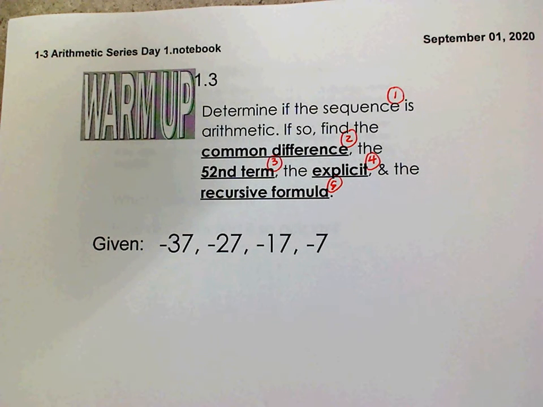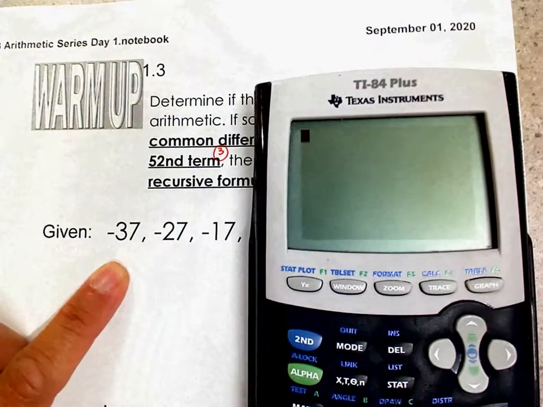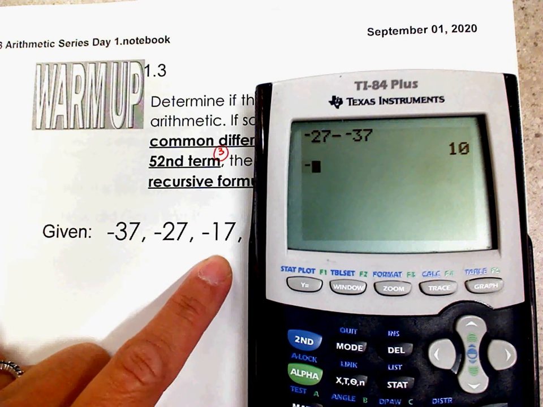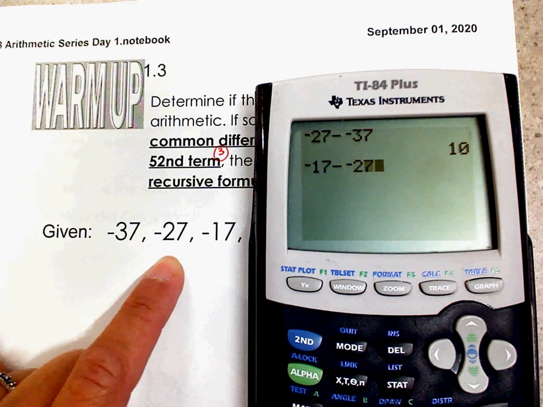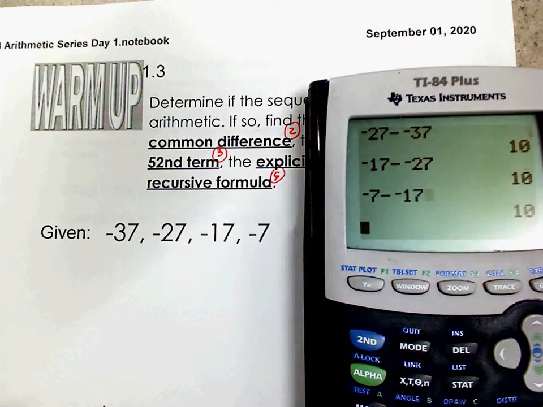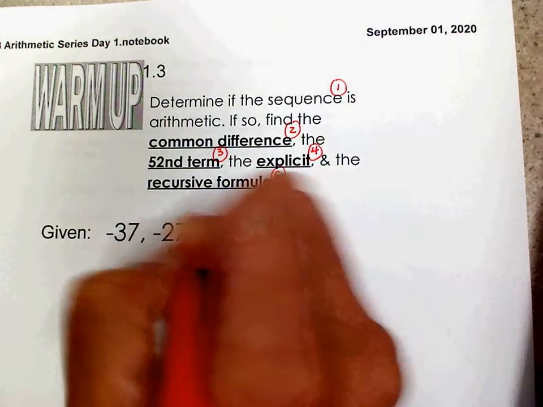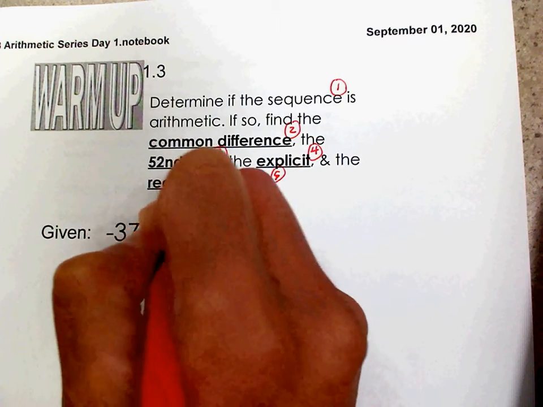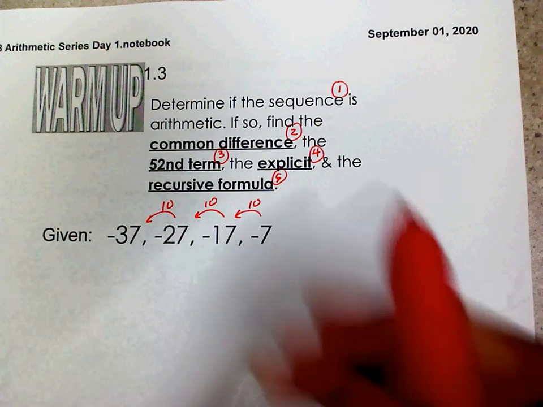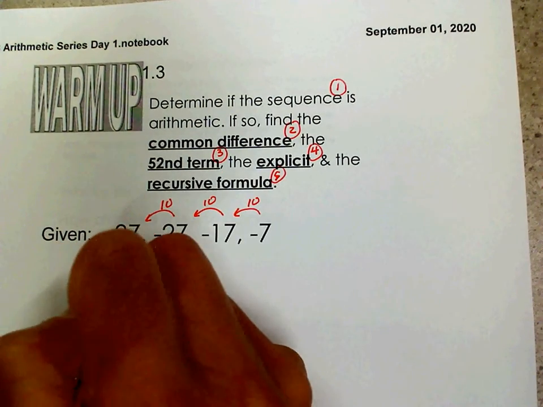How do we know if they are arithmetic? Well, you can take the second term, negative 27 minus negative 37, that gives you 10. Negative 17 minus negative 27 gives you 10. Negative 7 minus negative 17 also gives you 10. Whenever you take a term minus the one before it, we all got 10. Since these are the same, that tells you there's a common difference. So the answer to number 1 is yes.